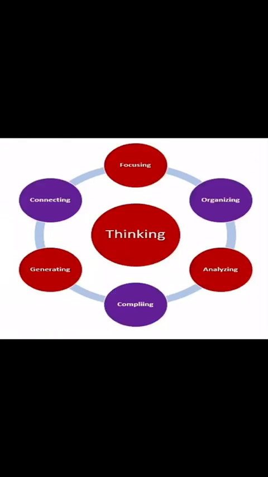You focus on the event or the phenomenon or the problem that you are thinking about, and then you organize the ideas, you analyze these ideas, and you analyze all the data that you have collected, completing, and then generating. You generate your own idea and your own conclusion, and then you connect all of these stages together to come up with a final conclusion or a decision. Okay, so these are the steps of thinking.